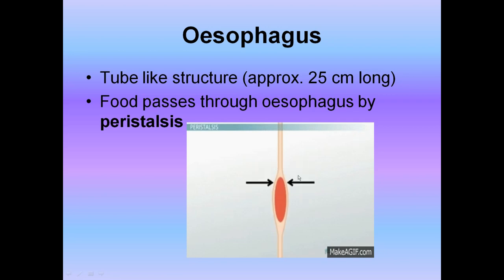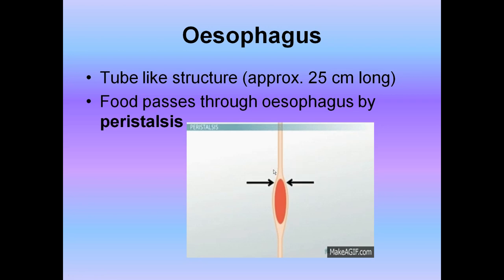And here the rhythmic contraction and relaxation of the food takes place. You can see over here with the help of arrows, it's moving down, and this rhythmic movement of contraction and relaxation of the muscles present in the esophagus is referred to as peristalsis. This is a very important aspect, you have to learn it. So the movement by which food passes through the esophagus is peristalsis. It is referred to as rhythmic contraction and relaxation of the muscles present in the esophagus.